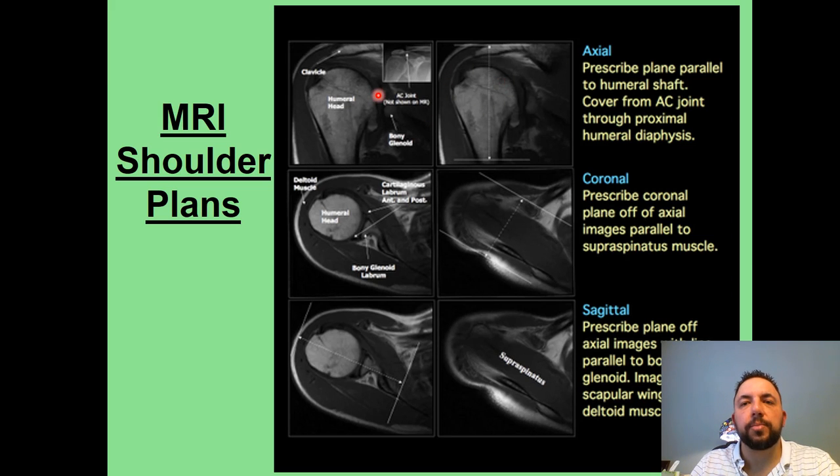So axial slice groups, coronal angulation will be off of the axial images parallel to the supraspinatus muscle, and the supraspinatus muscle lying right in there. The sagittal approach or application will be perpendicular to your coronal application.